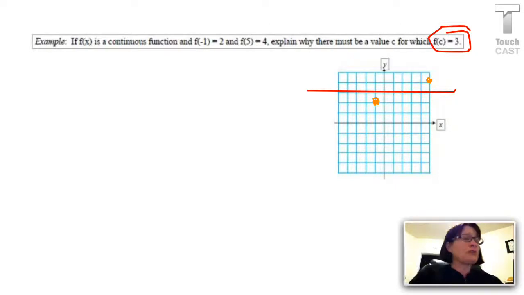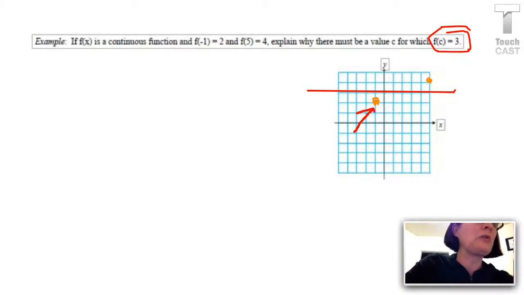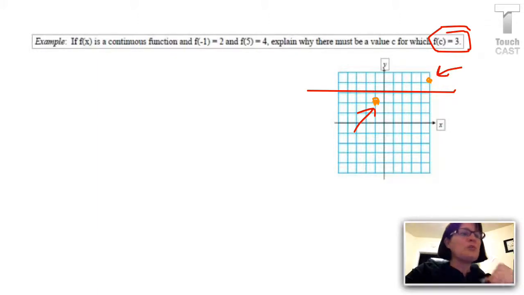There you go. Now ask yourself, if I connect those two orange dots with some kind of continuous function, is that function I draw going to have to cross the red line? And the answer is yes, it's going to have to, because I know that I have one dot below the horizontal line and one dot above. So that's what I use to make a statement using the intermediate value theorem.